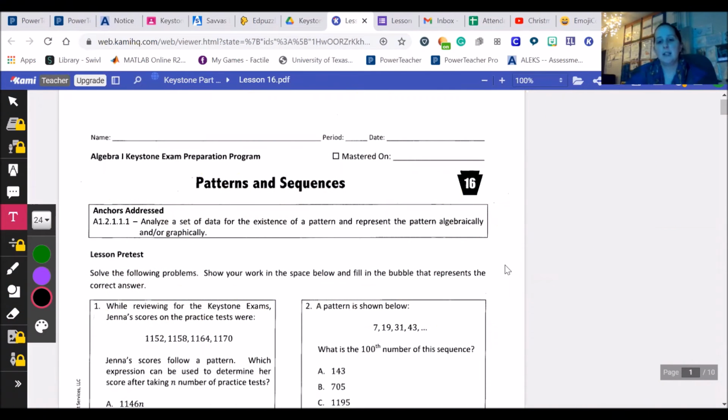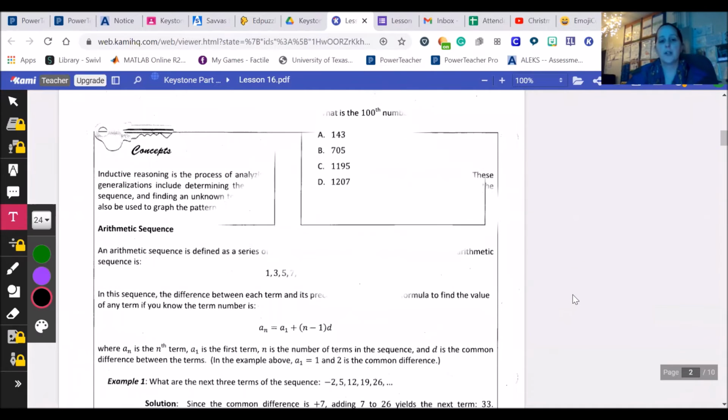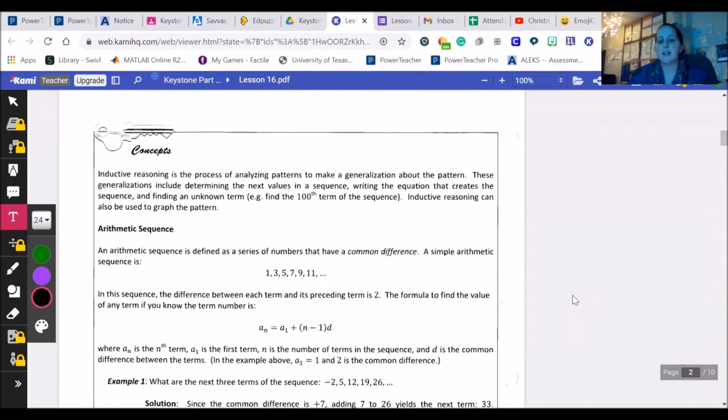All right, this is lesson 16, patterns and sequences. Inductive reasoning is the process of analyzing patterns to make a generalization about the pattern. These generalizations include determining the next value in a sequence, writing the equation that creates the sequence, and finding an unknown term. For example, finding the 100th term of a sequence, or the 50th. Inductive reasoning can also be used to graph the pattern.